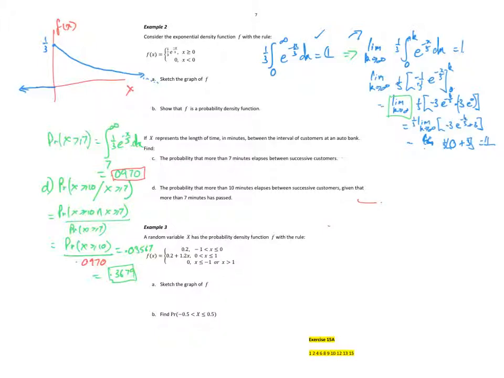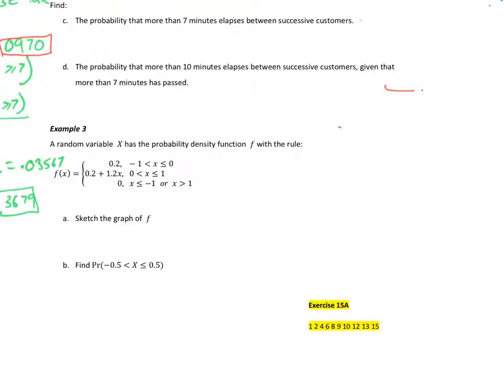Okay, so it's really just the way in which we work out our probabilities that is different, not necessarily the types of questions that are asked. Okay, so let's have a look at our next example. So we've got a probability. Sketch the graph of F to begin with. So let's come over here and sketch the graph.